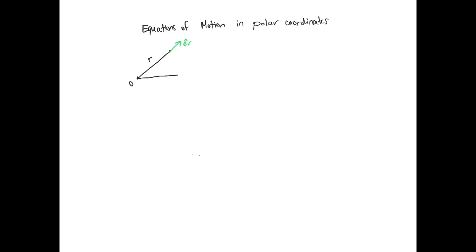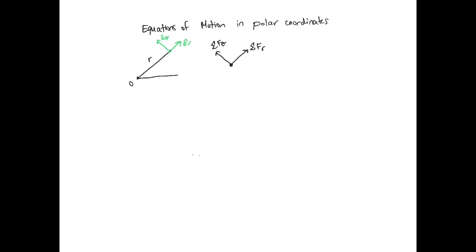Our transverse univector is 90 degrees perpendicular to that and is in the direction of increasing theta, so this would be our E theta, or our transverse direction. Now when we're looking at the forces, I'll redraw this and just draw the particle here. We want to know the forces along the ER direction, so we're summing the forces in the R direction, and then summing the forces in the transverse direction.